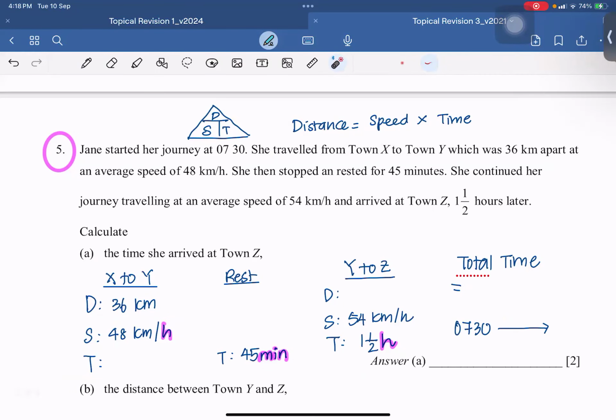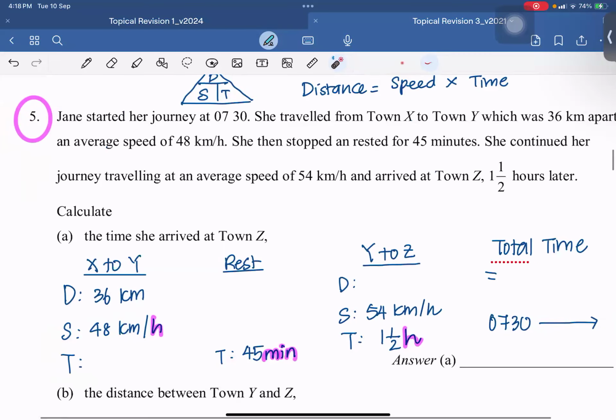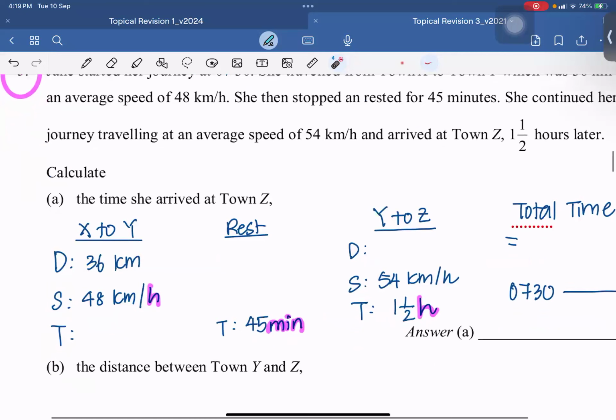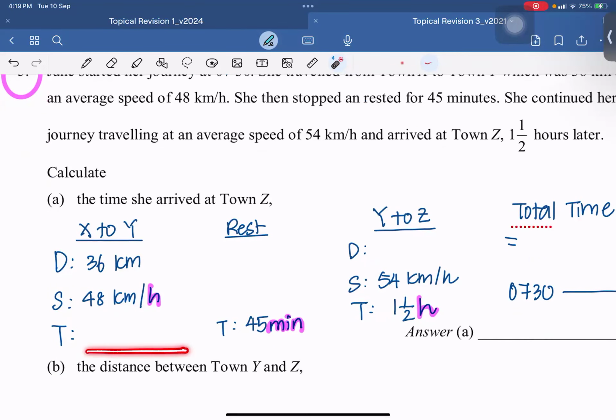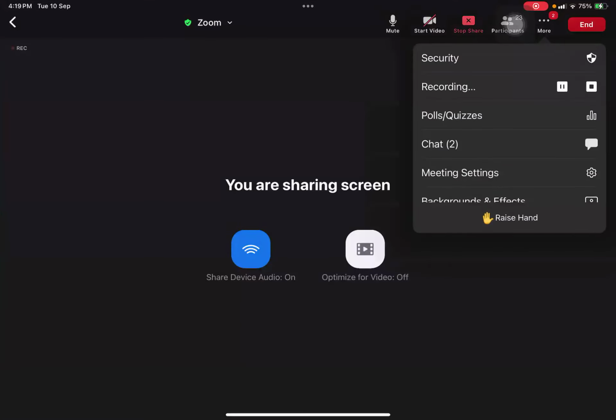The first part, town X to Y. Then after that, she rested. And after that, she continued to travel from town Y to Z. So first part over here, I have a distance of 36 kilometers, a speed of 48 kilometers per hour. What can I find?